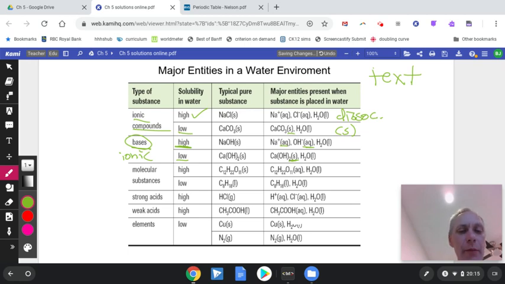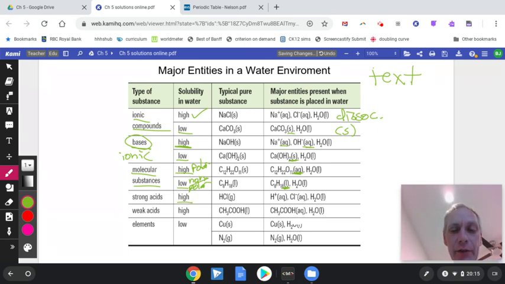Now, molecular substances, if they are high solubility, they're polar and they dissolve. And if they are low solubility, they are non-polar and they do not dissolve. They keep their state, gas, liquid, or solid, whatever they were when they went into the water. Strong acids, high, they ionize.